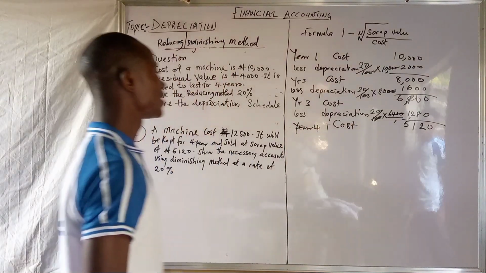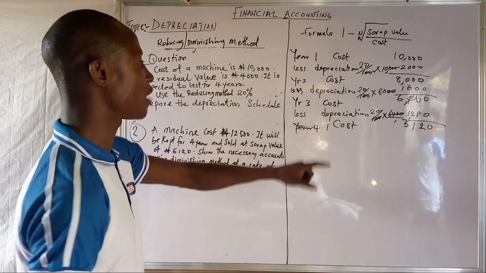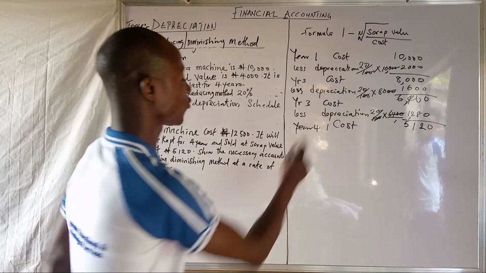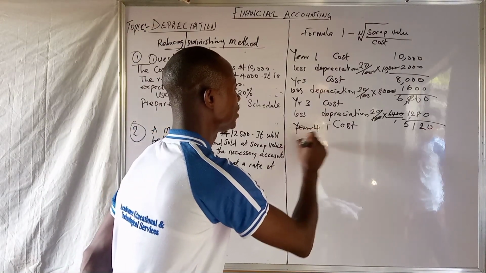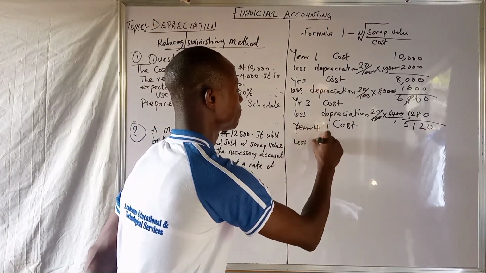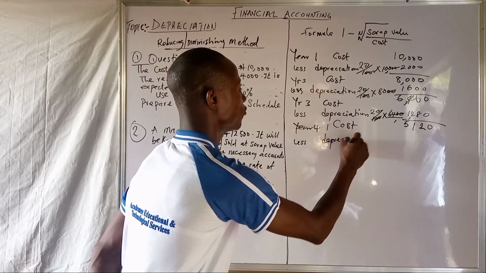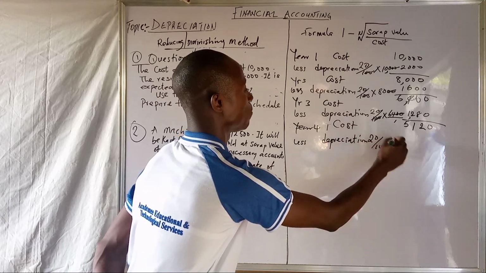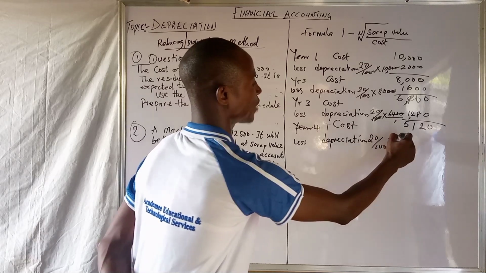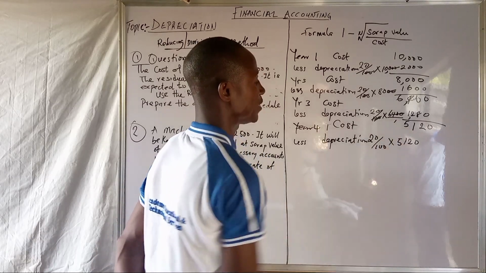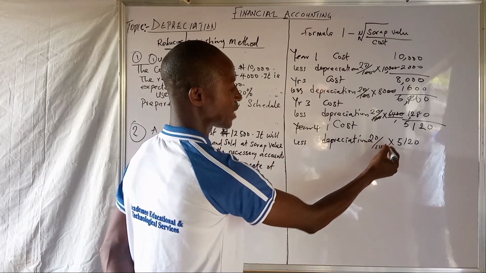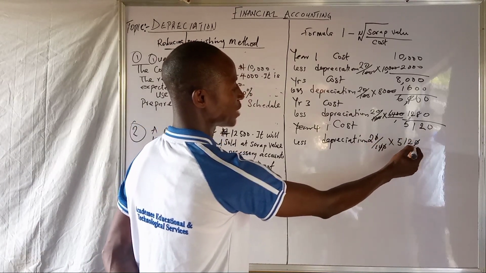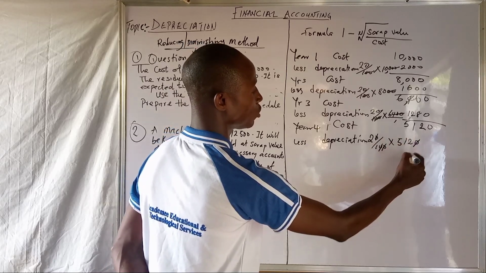And when you look at this cost, you will discover that they ask us to go for how many years? 4. So which means you will less the depreciation again. Depreciation for that year 4, 20% multiplied by 5,120. So whereby this zero cancels zero, this zero also eliminates this zero. So 2 multiplied by 2, which is 4.